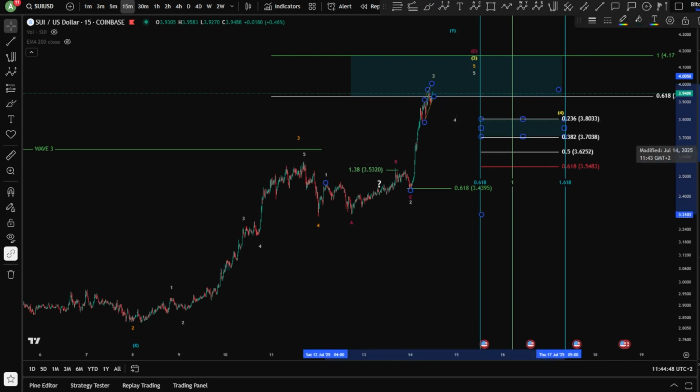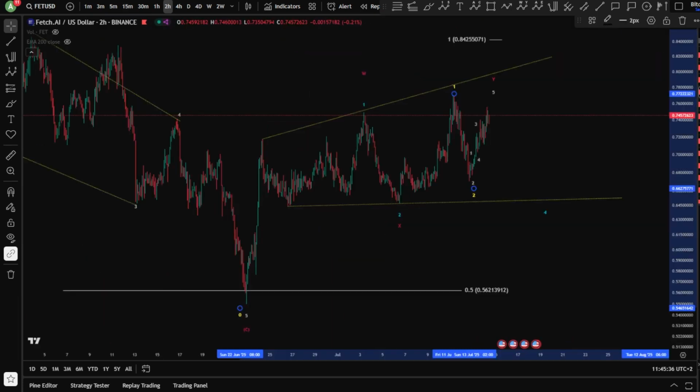Okay, so that was it for SUI. Let's move to the next one, which is FET. For FET, honestly, I don't see really a good performance for FET.